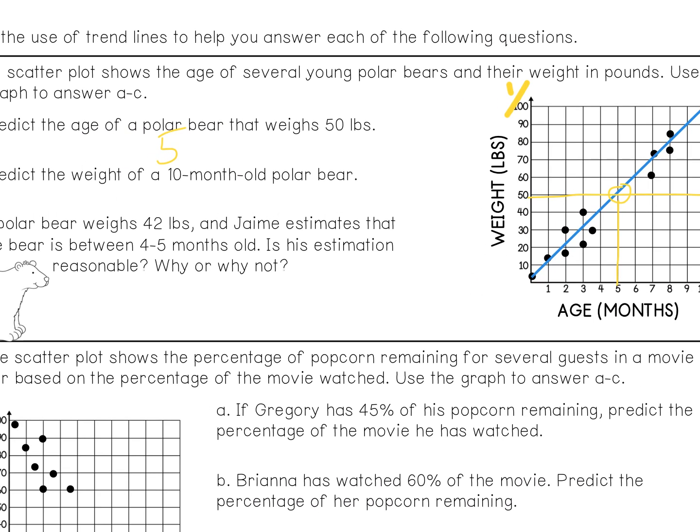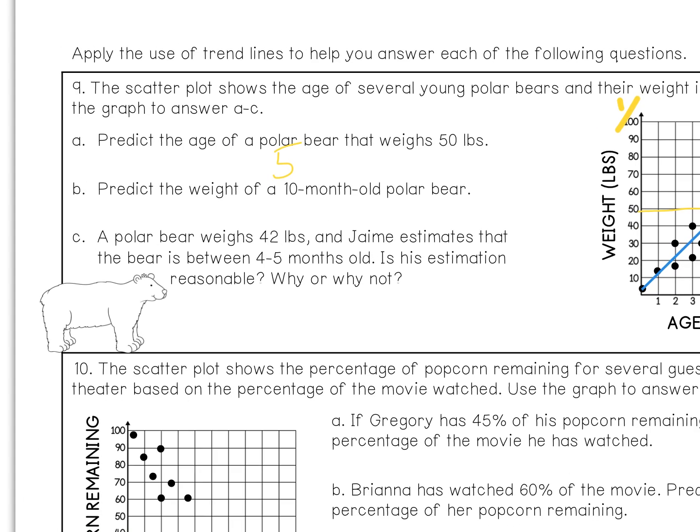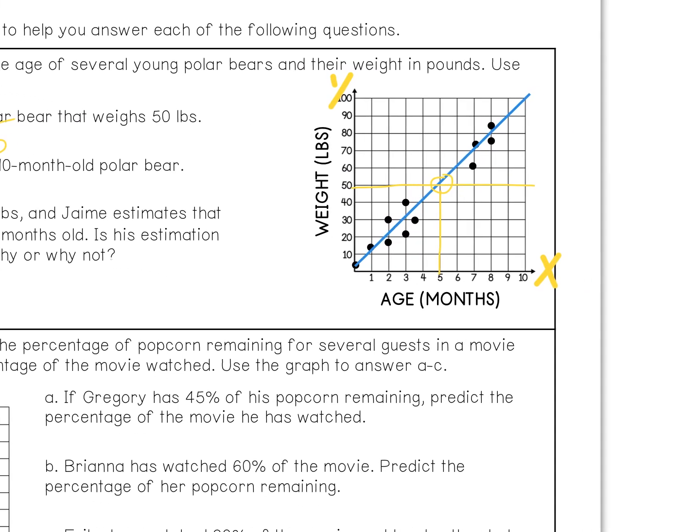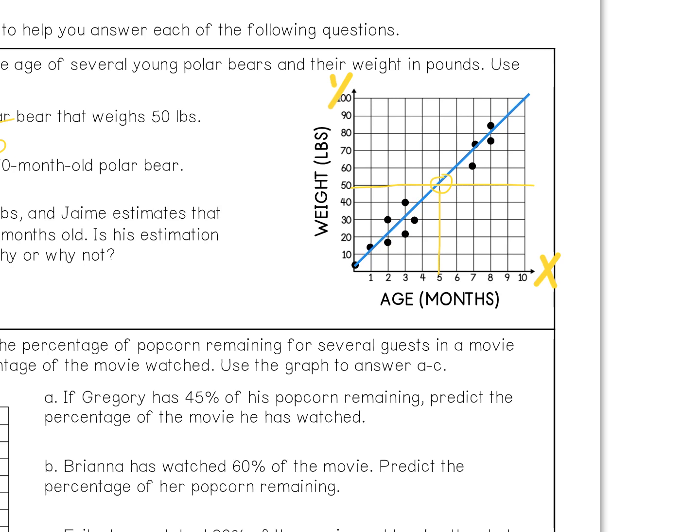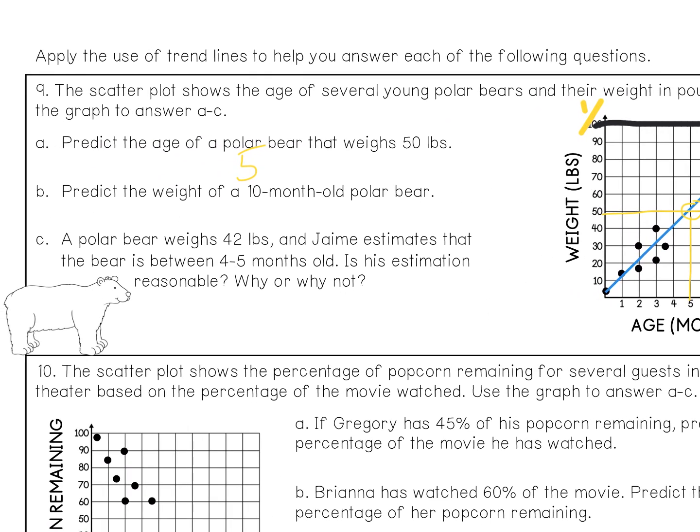Okay, now the next question, B, says, what about a 10-month-old bear? So this time, what would I have to do? Start at 10, and what value would that be close to? Close to what? 100. Okay, now C is a little bit more complicated. A polar bear weighs 42 pounds, and Jamie estimates the bear is between 4 and 5 months old. Is his estimation reasonable? Why or why not?